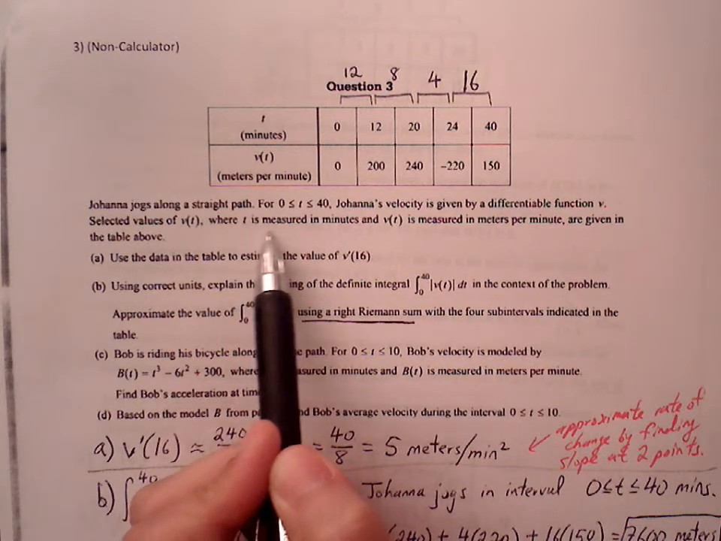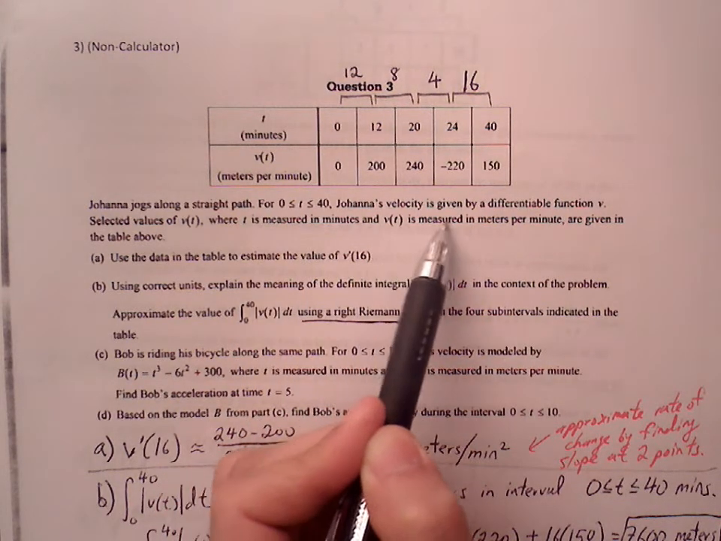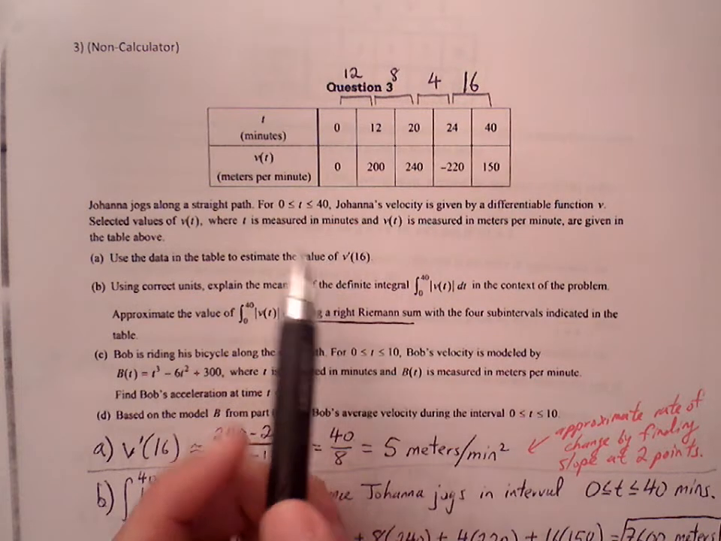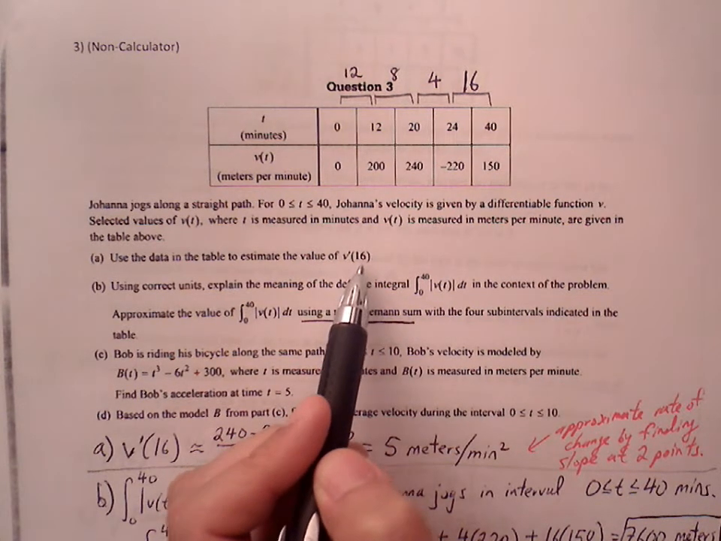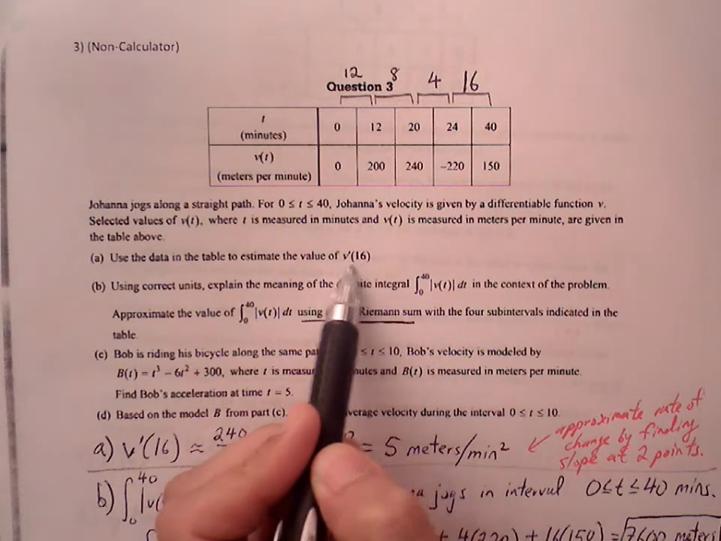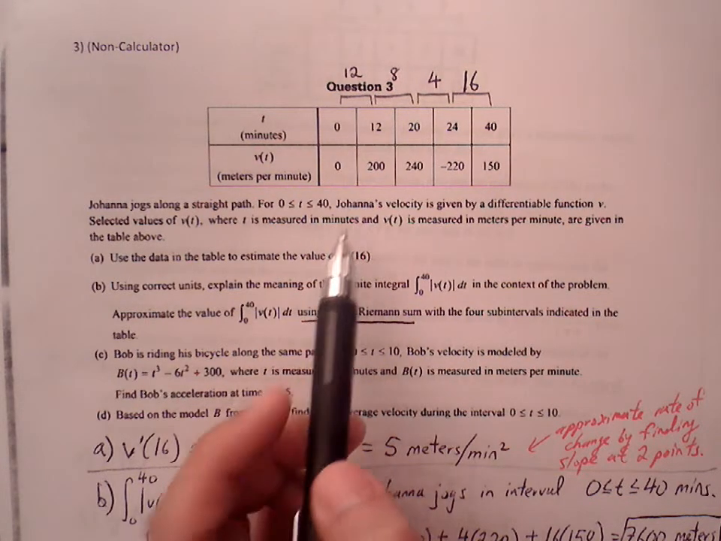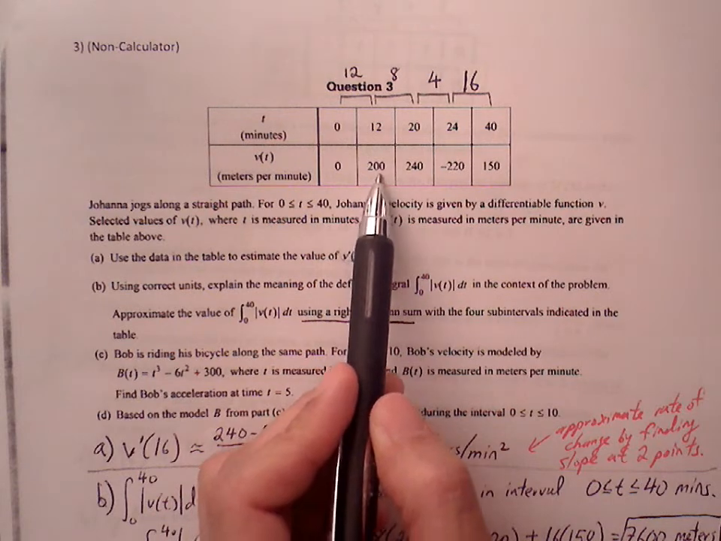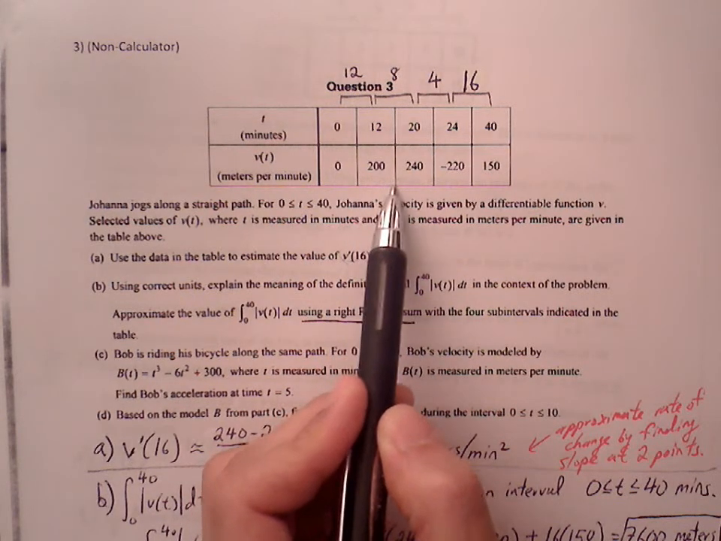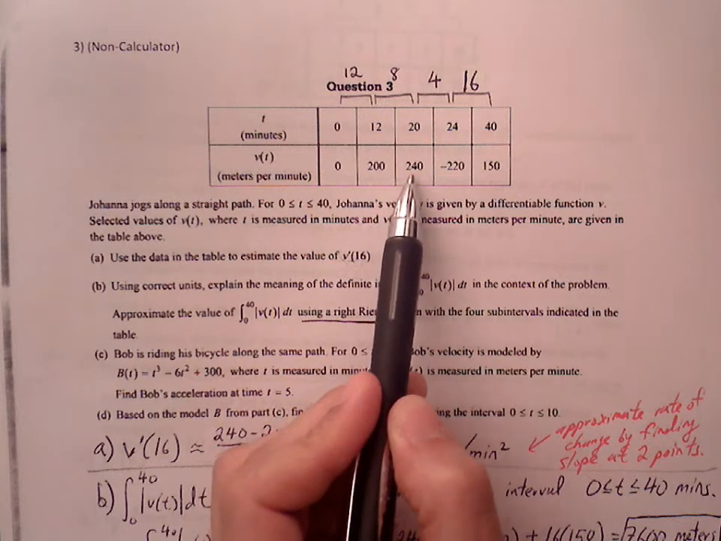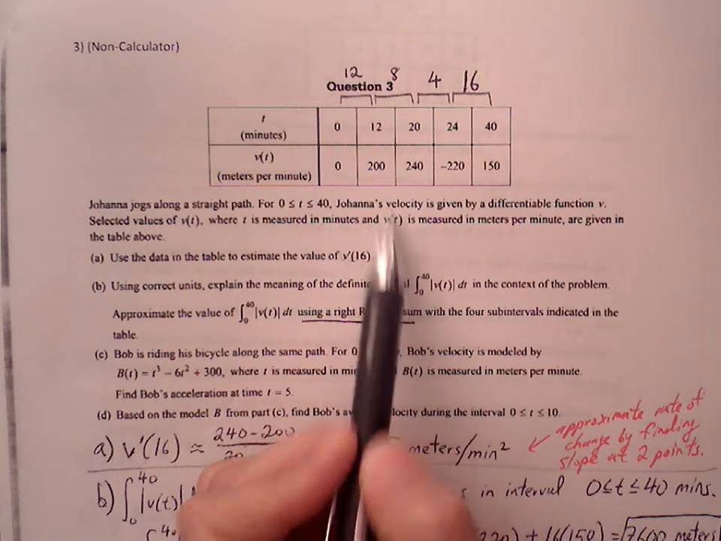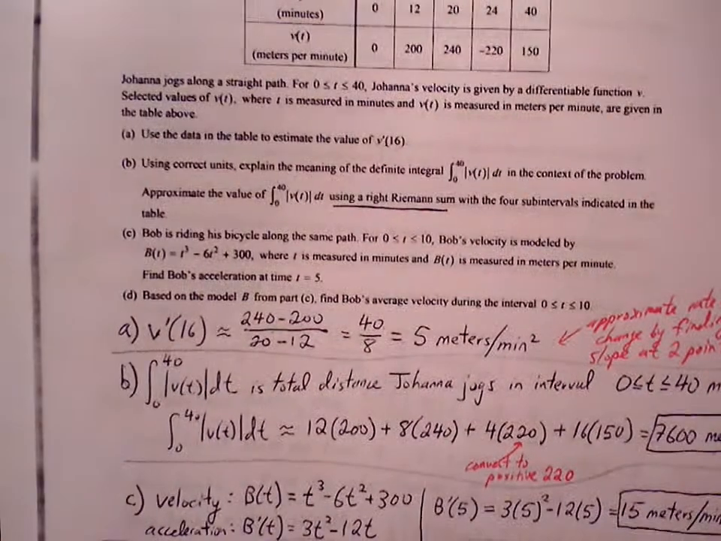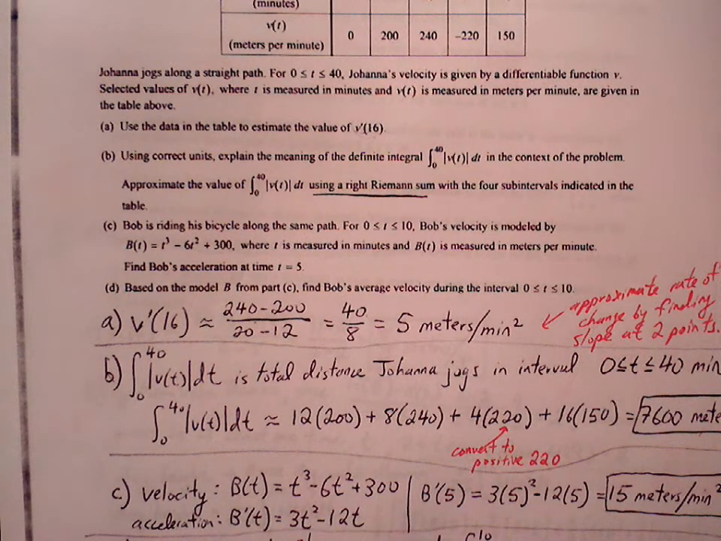Select the graphs of v of t, where t is measured in minutes and v of t is measured in meters per minute, are given in the table above. Use the data in the table to estimate the value of v prime of 16. So v prime of 16 is asking for the acceleration, the rate of change of Joanna's velocity. So what we can do is change in velocity over change in time. So 240 minus 200 over 20 minus 12. So that gives us 5 meters per minute squared.